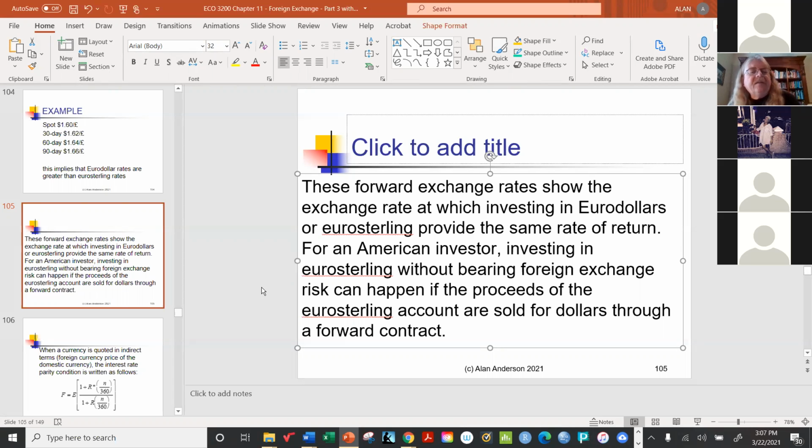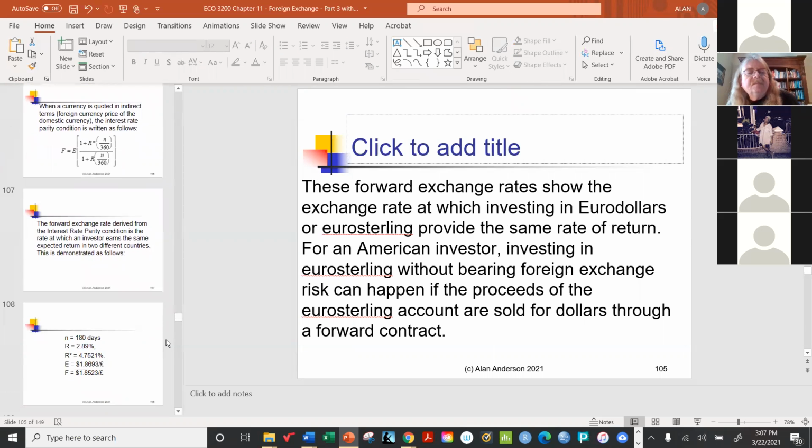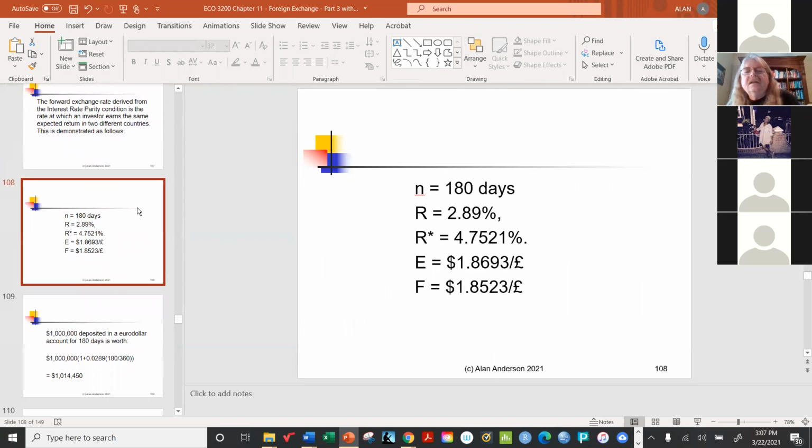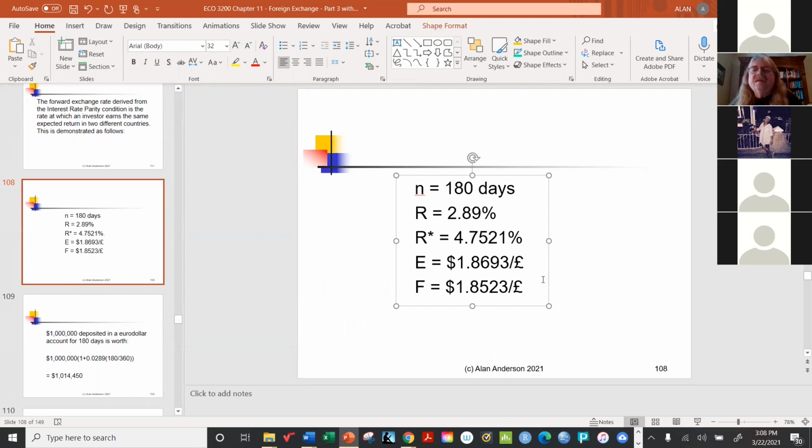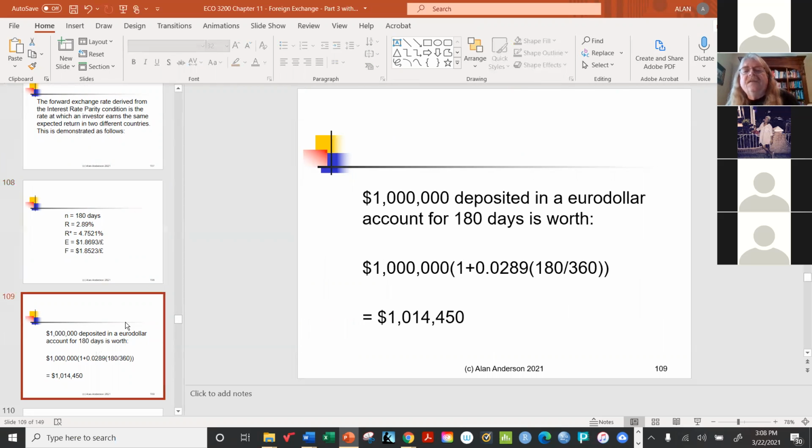All right, so I think we have a good example of that right here somewhere. So using the numbers we had, 180 days, the domestic rate, the euro dollar rate, is 2.89%. The euro sterling is 4.75%. And then these are the spot and 90-day, 180-day forward exchange rates. So if you start out with $1 million in a euro dollar account for 180 days, it's very easy to determine that you should have $1,014,450 in 180 days.